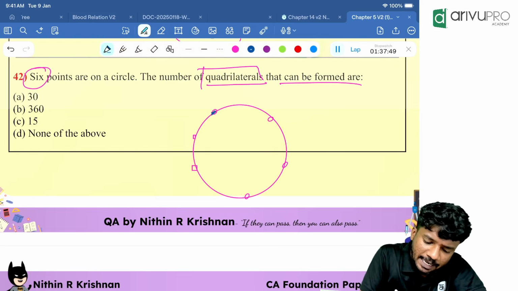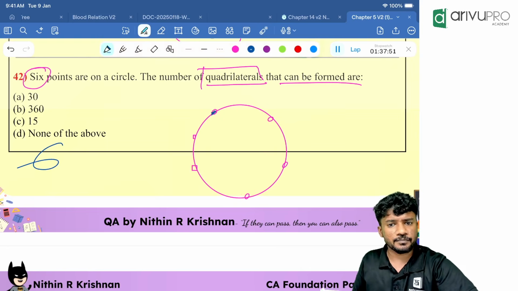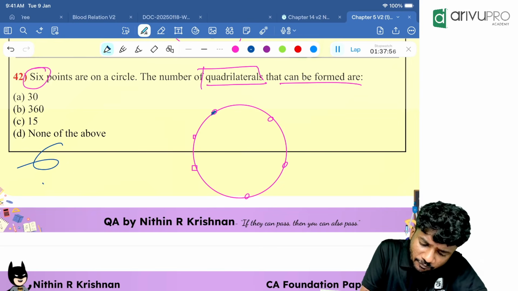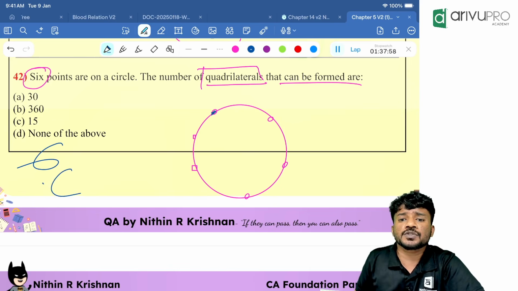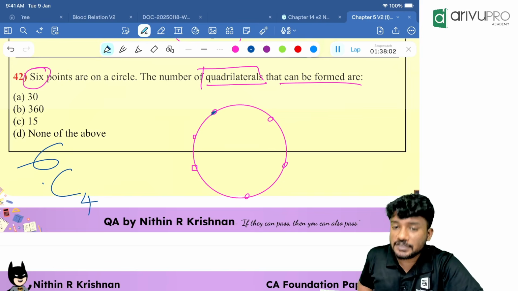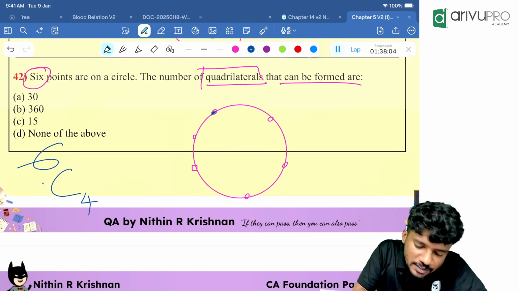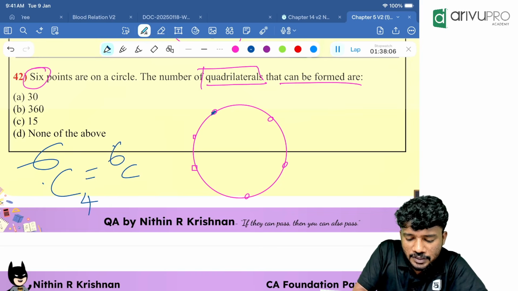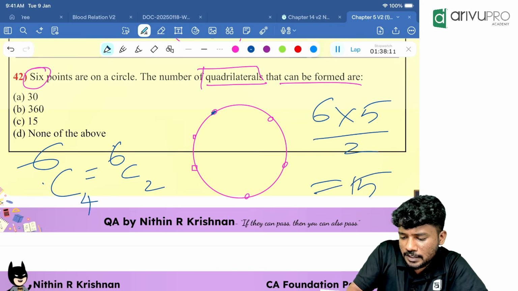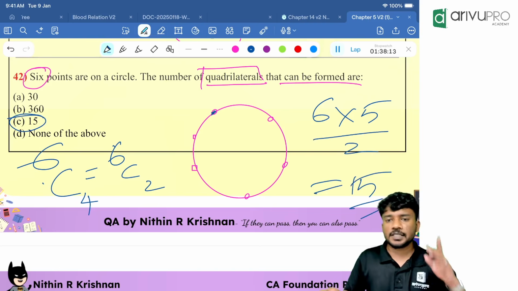People, I have 6 points in total. Then from 6 points, I should choose how many points? 4 points. So it will be what? 6C4, which is equal to what? 6C2. That is nothing but 6 into 5 divided by 2. Answer is how much? 15. Logic is clear?